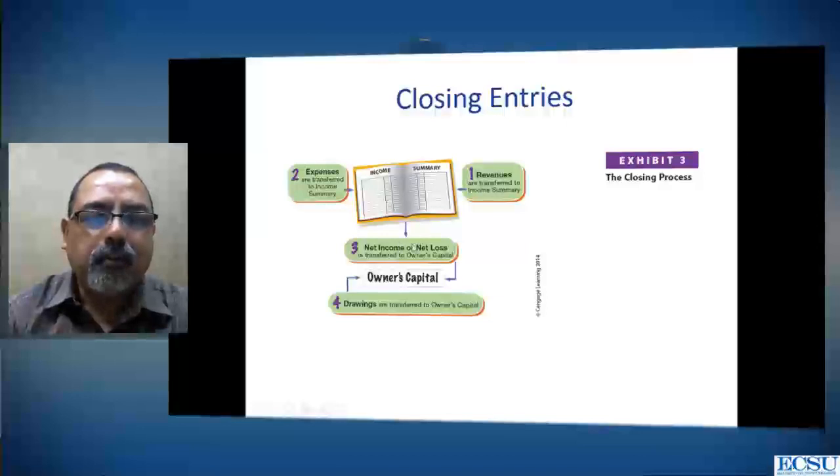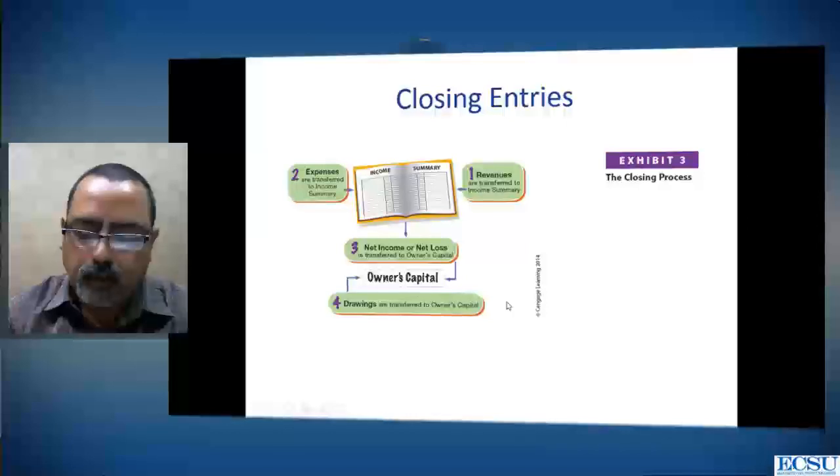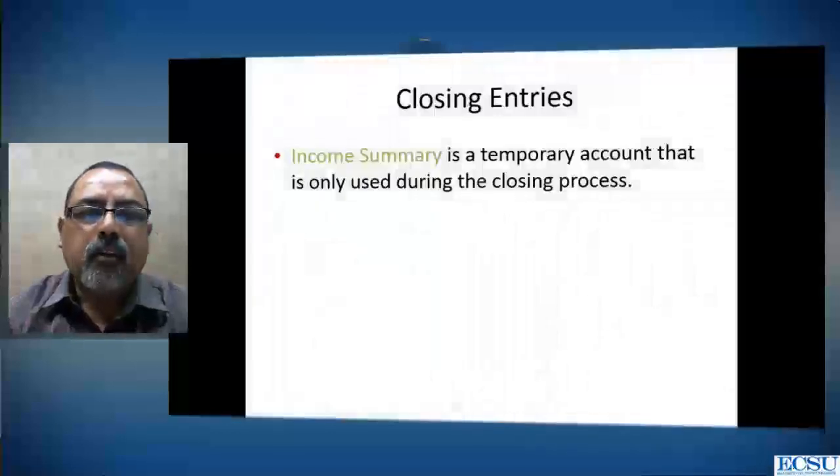Then I close the income summary account. The journal entry depends upon whether I had an income or a loss. If it is an income, I will be crediting the capital account and debiting the income summary. If it is a loss, I will be debiting the capital account and crediting the income summary. So that is how we'll be closing that. And then the drawings account will be closed by transferring to the owner's capital. The drawings account is a debit balance account, and if I want to close it, I will be crediting it and debiting owner's capital in order to close the drawings account. So that's how we'll be doing the closing entries.